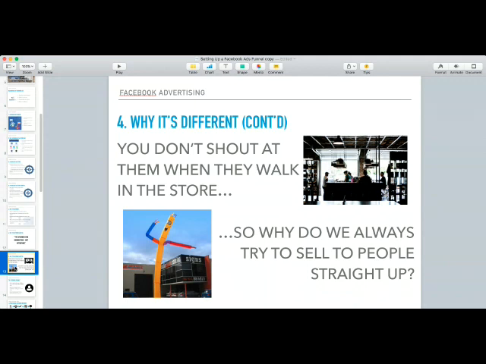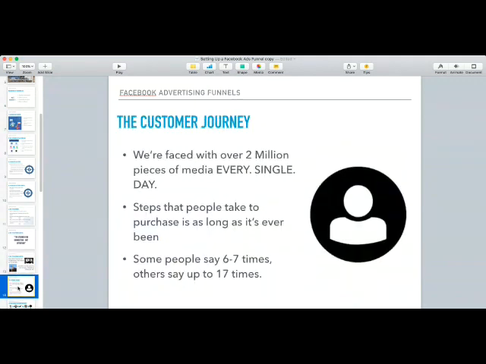Because at the end of the day, we are bombarded with so much media. Every day, there are different studies out there, but they say that every single person is hit with over 2 million pieces of media every single day. And the steps that people take to purchase are as long as they've ever been. It used to be, during the Mad Men days, you first see a brand 3 times before you make a decision on whether to purchase or whether to investigate more. Whereas now there are different studies that say it's up to 6 to 7 times, and other studies say up to 17 times, just purely because of the saturation in the media.